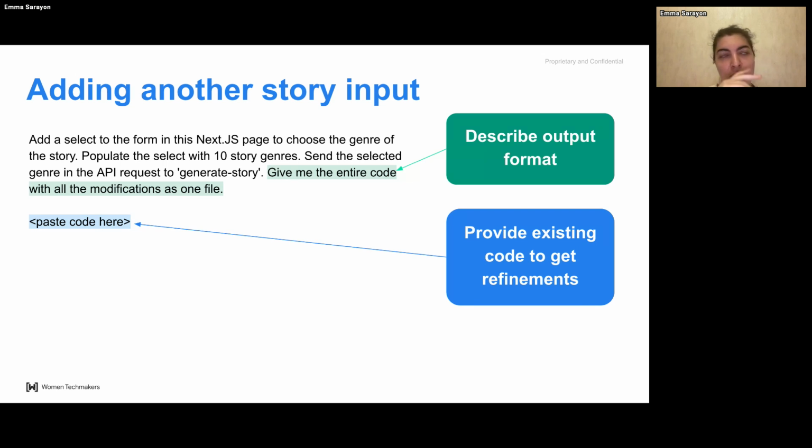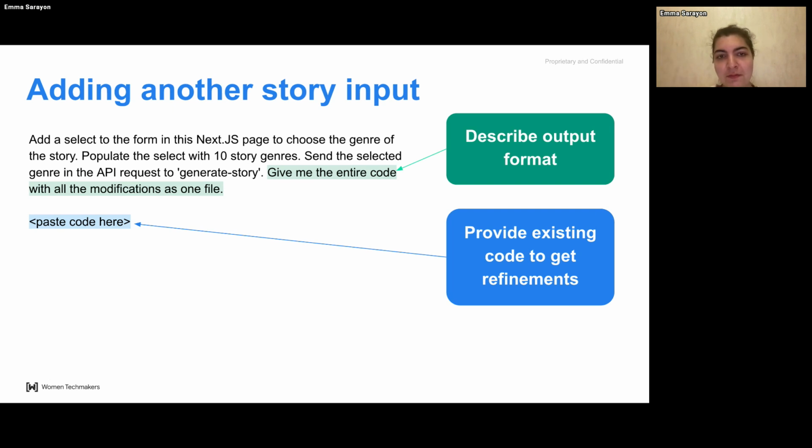So you already had the code, how to add inputs, how to tell ChatGPT to give the inputs that you want, and create the inputs. You use that code that it generated in the first step of the process that we did. You paste it here and you add this prompt above it: add a select to the form in this Next.js page to choose the genre of the story. You add a new input, the genre, and you mention 10 story genres. Populate the select with 10 story genres.